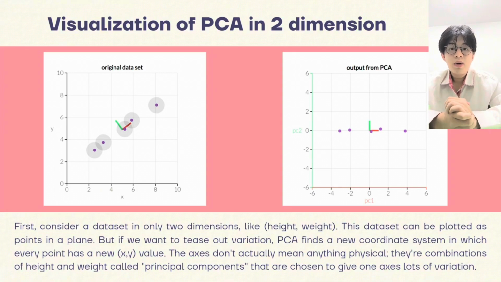Now, PCA is particularly useful when we want to reduce the dimension of the data. For example, if we decide to keep only one dimension, it makes sense to retain the principal component with the most variation, PC1, and drop PC2, which contributes the least to the dataset's variation, so that we lose very little information while simplifying the data significantly.